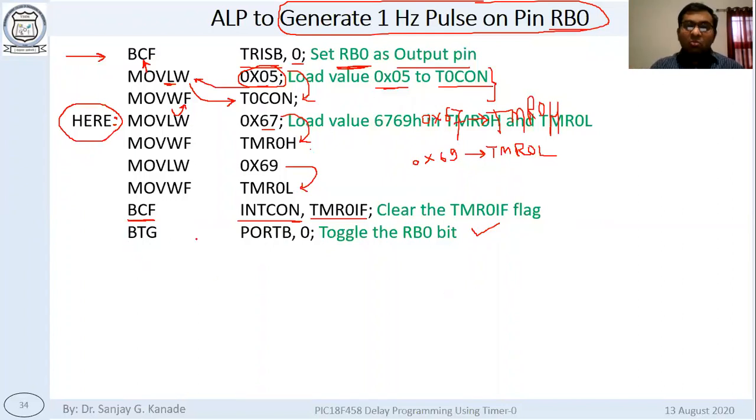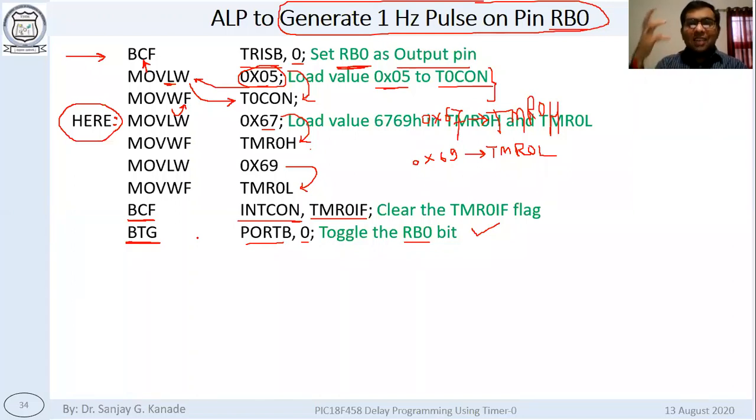This is that particular operation, bit toggle, BTG. If you recall this instruction, what is this? Bit toggle, that's it. Toggle this particular bit. Which bit? Bit 0 in port B, meaning the RB0 bit. So this instruction will just toggle. If it was 0, it will make it 1. If it was 1, it will make it 0. That's it. And now there will be a delay.